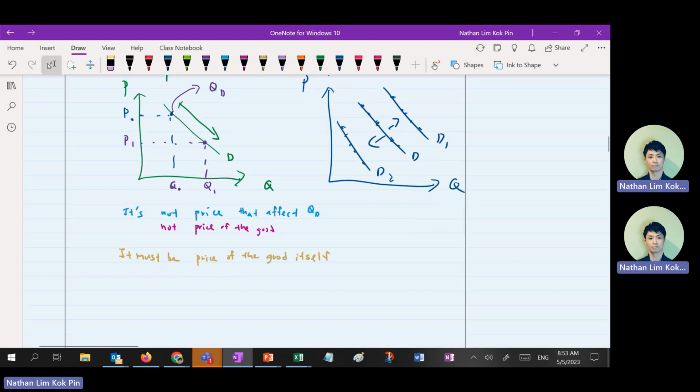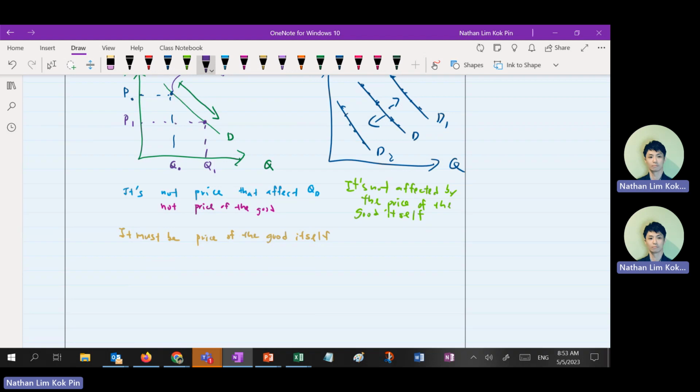Demand is not affected by the price of the good itself. Please write down, let me use another color. It is not affected by the price, have to write the entire thing, of the good itself. Then what is it affected by? It is affected by price of other goods.